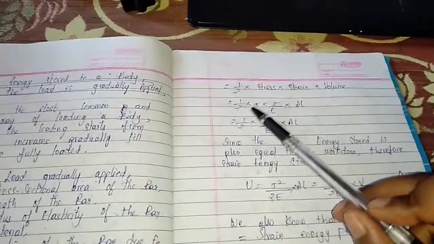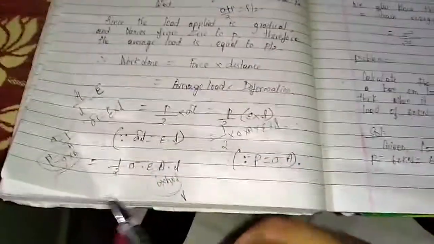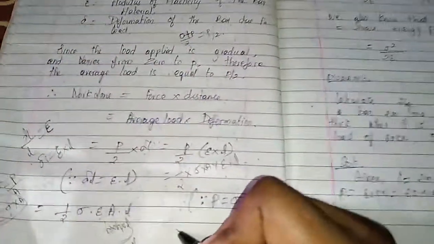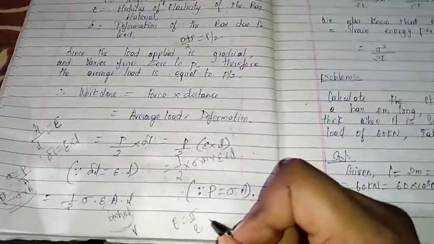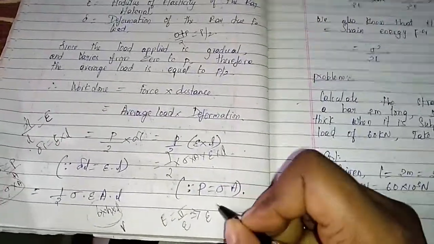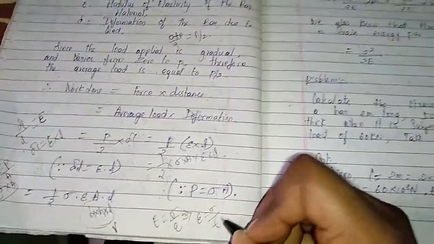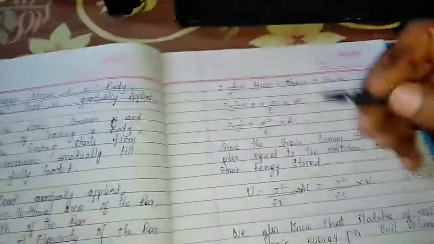So half into sigma into sigma. See, this strain we can write like this, right? What is Young's modulus? E is equal to stress by strain. So how can you write strain? Strain is equal to sigma by E. So instead of strain here, you can substitute sigma by E, right?